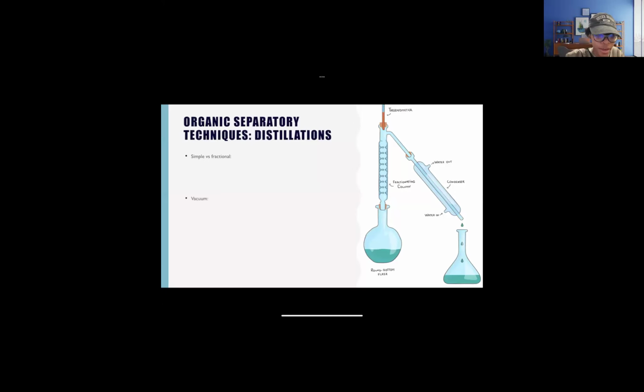Okay. Vacuum distillations. When do we use a vacuum distillation? When does that become useful? Greater than 150. Actually, can I rotate on this?